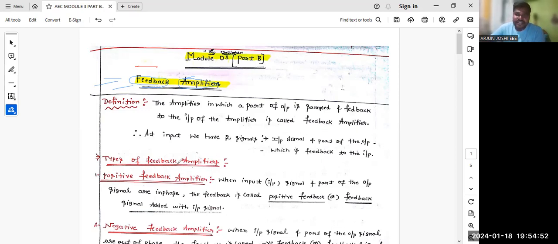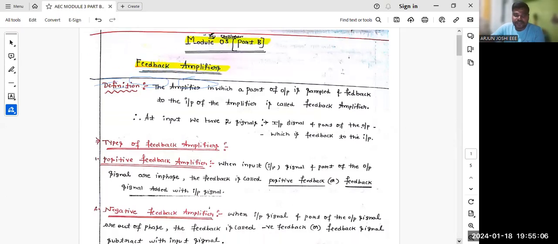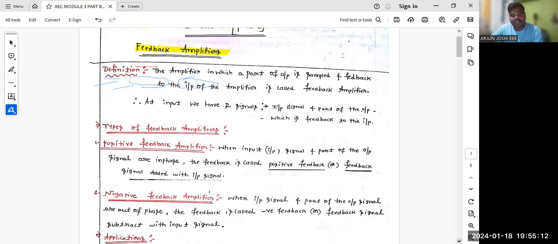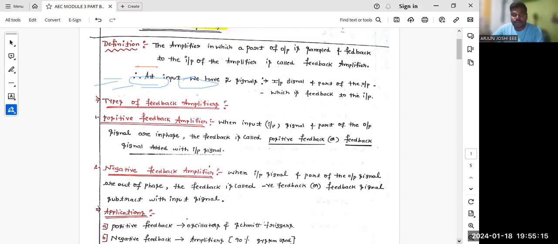Next, what are the different types of amplifier? Students, here we have two types of feedback amplifiers. The first one is the positive feedback amplifier, and the second one is the negative feedback amplifier. What do you mean by this feedback? Positive feedback means when the input signal and part of the output signal are in phase, then the feedback is called positive feedback, or the feedback signal is added with the input signal.